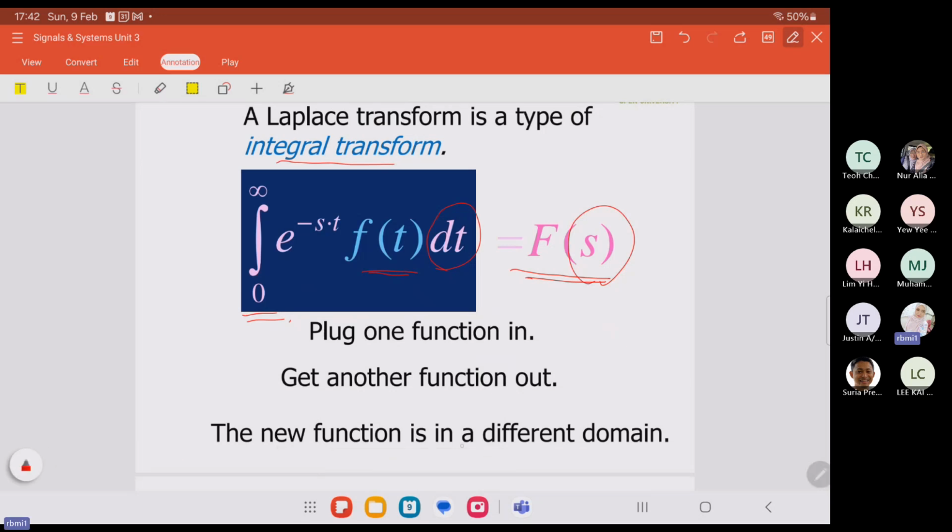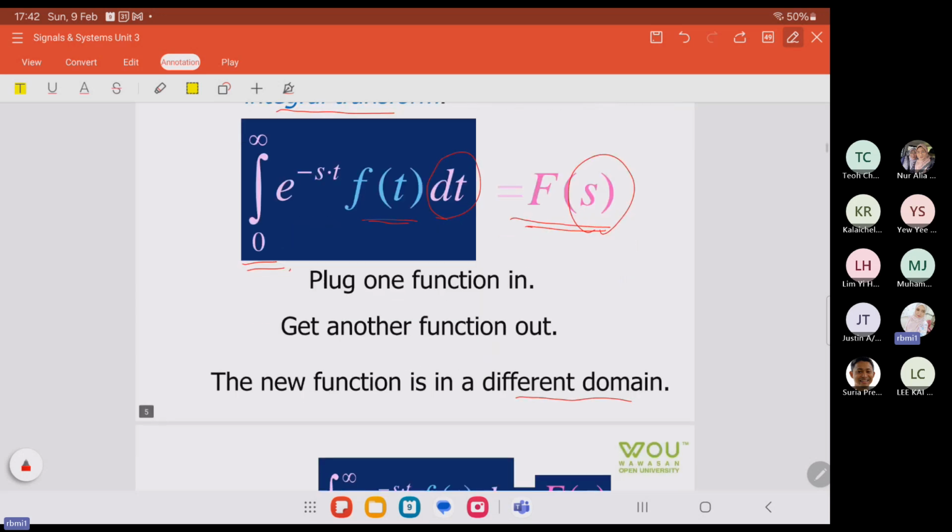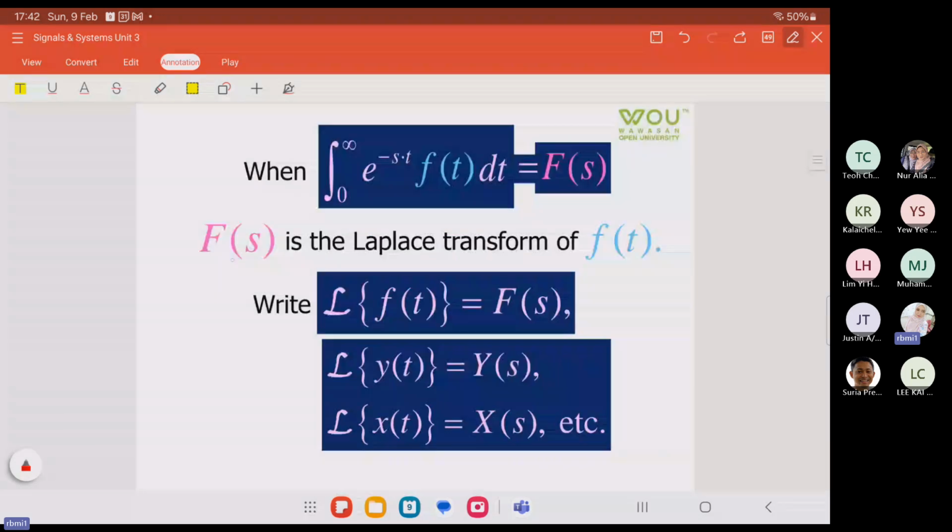The new function is in a different domain, basically the s domain, the frequency domain. We have F(s), which is the Laplace transform of f(t), where f(t) is in the time domain. And this is how to write the Laplace transform.